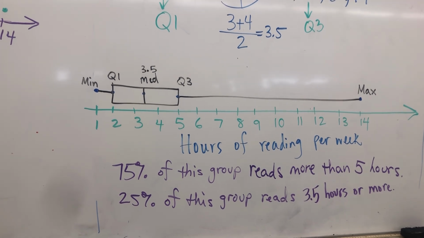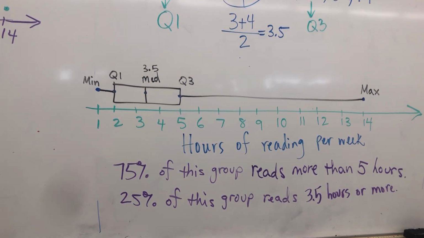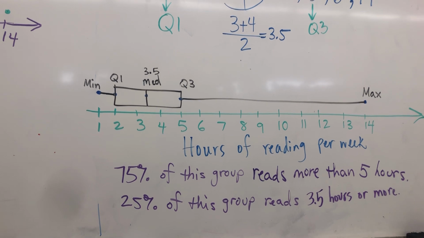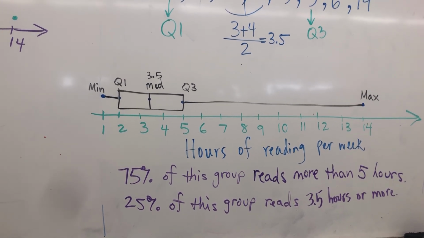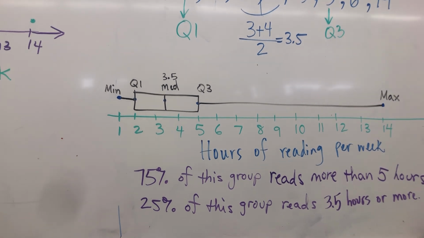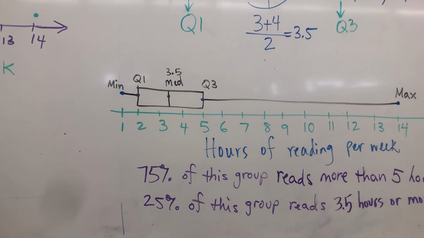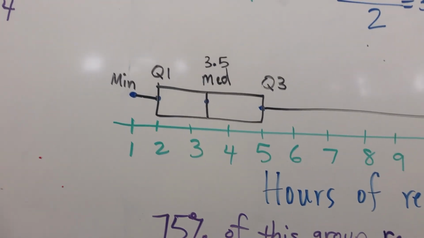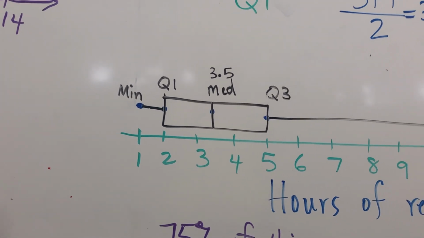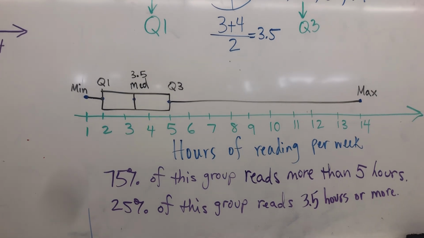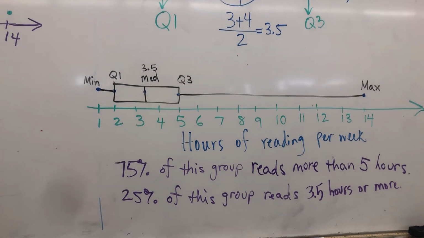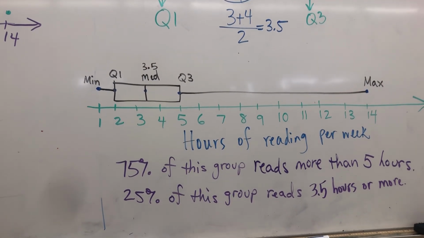One part is from 1 to 2 sentences. So one part is from minimum to Q1. Then the second part is from Q1 to median. Then the third part is from median to Q3. The last part is from Q3 to maximum. So each of these parts represents 25% of the data.